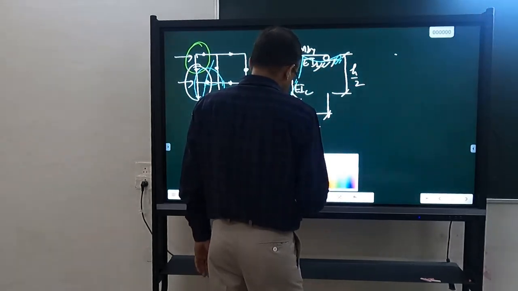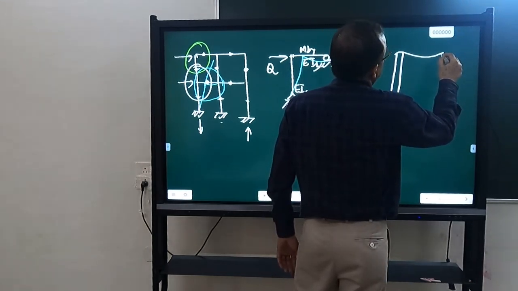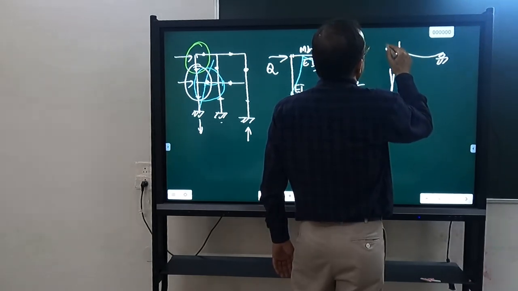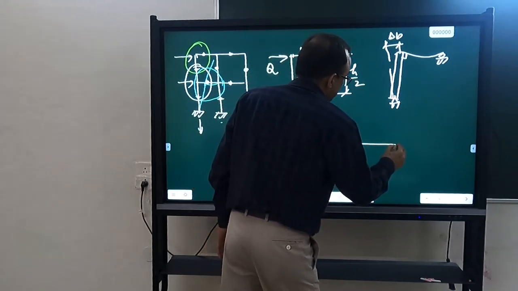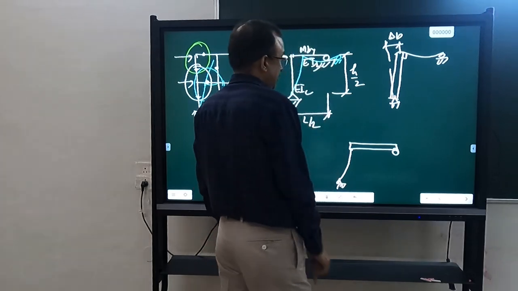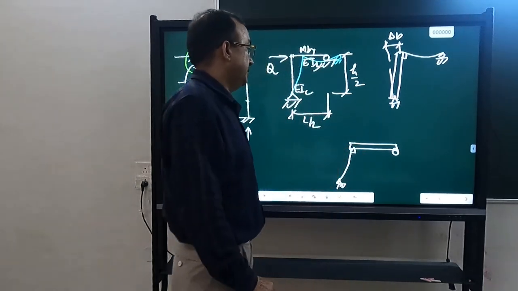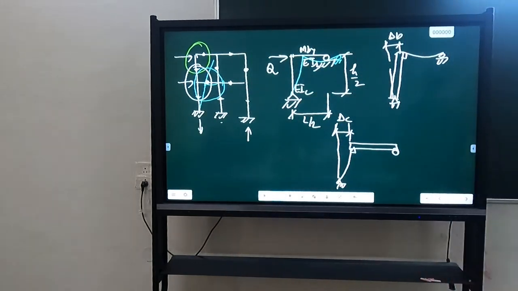When you have the column as rigid, this is our delta V. You can see that this angle has to be 90 degrees. And when the beam is rigid, this angle has to be 90, and this is the delta C. So these are simply subsets of the first assemblage which we have done. Earlier I removed one beam. Here I have removed one beam and one column. Using the same method, you can plot Q versus delta for this case also.